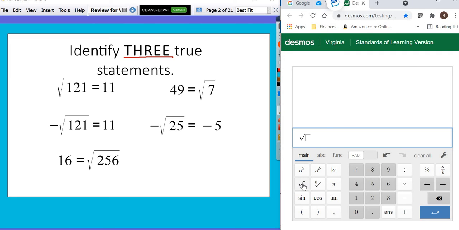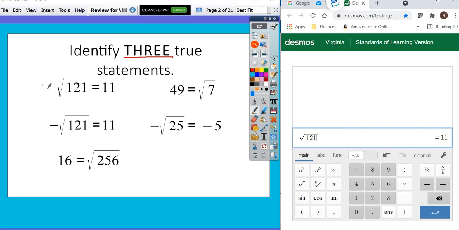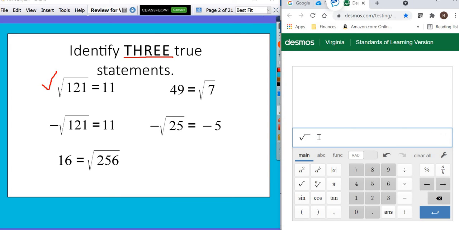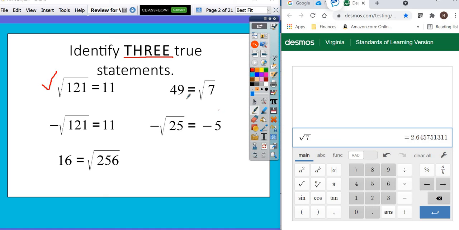So the first one is the square root of 121, which is 11. That is true. So we're going to put a check here. Let's go to this one. 49 equals the square root of 7. So let's go ahead and put the square root of 7 in the calculator. And that gives us 2.64 blah. So this is not true. So we're going to put not equal there.